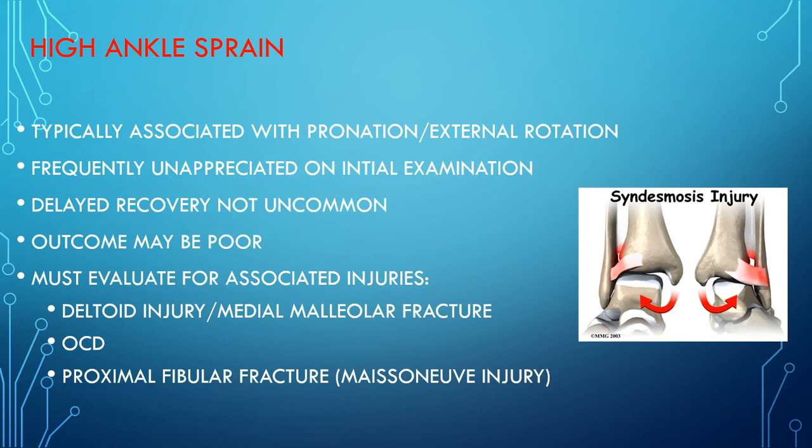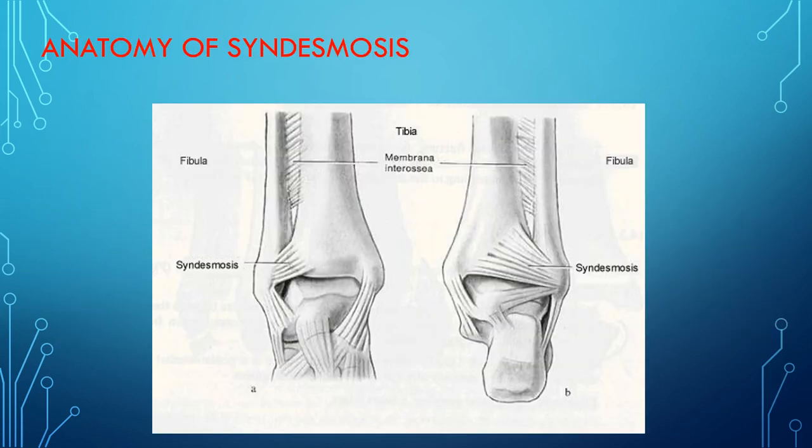We want to make sure that when considering a patient for a high ankle sprain, we consider the possibility of a more proximal fibular fracture, a Maisonneuve fracture. There may again be injury to the deltoid ligament. There may be an osteochondral fracture, particularly where the talus impacts into the lateral ankle complex.